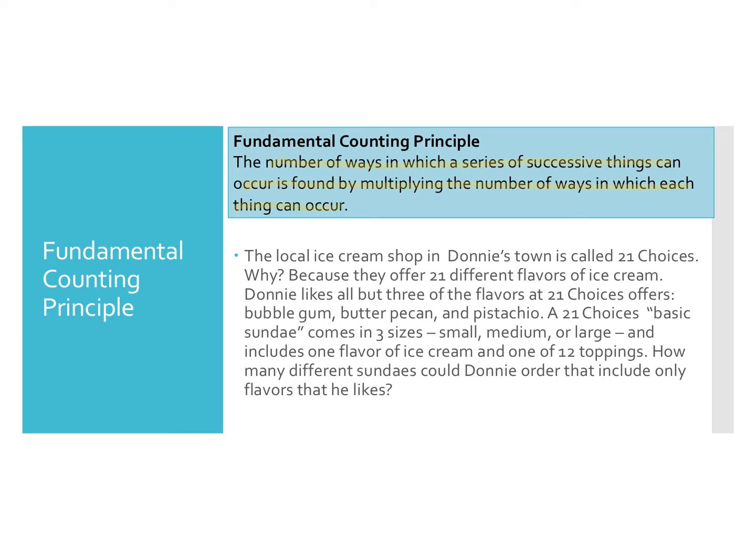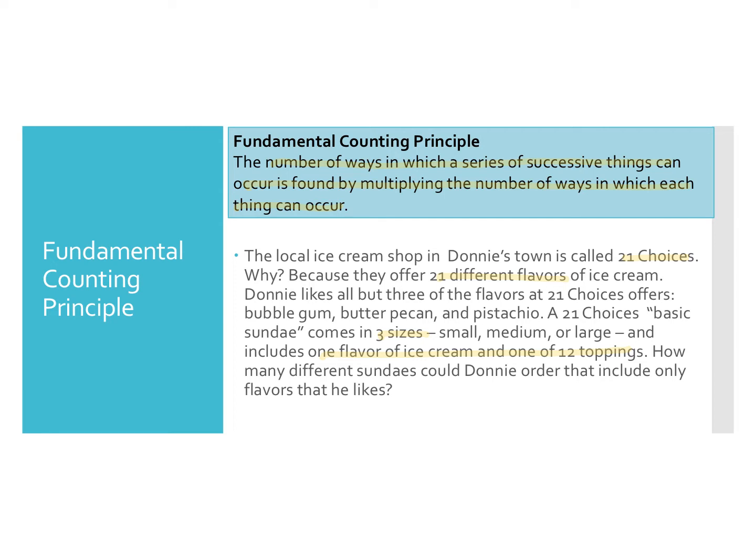We have an ice cream shop in Donnie's town called 21 Choices because they offer 21 different flavors. Donnie likes all of the flavors at 21 Choices, except for bubblegum, butter pecan, and pistachio. A 21 Choices basic sundae comes in 3 sizes, small, medium, and large, and includes 1 flavor of ice cream and 1 of 12 toppings. How many different sundaes could Donnie order that include only flavors that he likes?